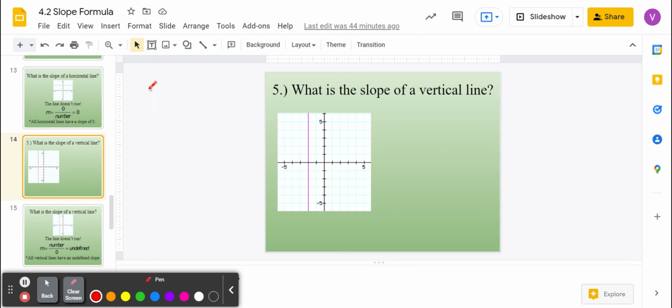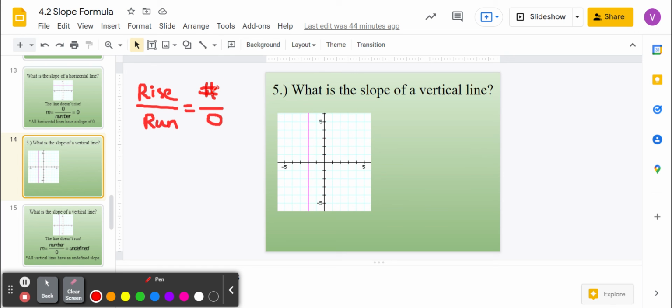When you look at vertical lines, it's the opposite. So you can move up or down. So we don't know yet, so that's just going to be a random number. And you can't move left or right. So that's going to be 0.